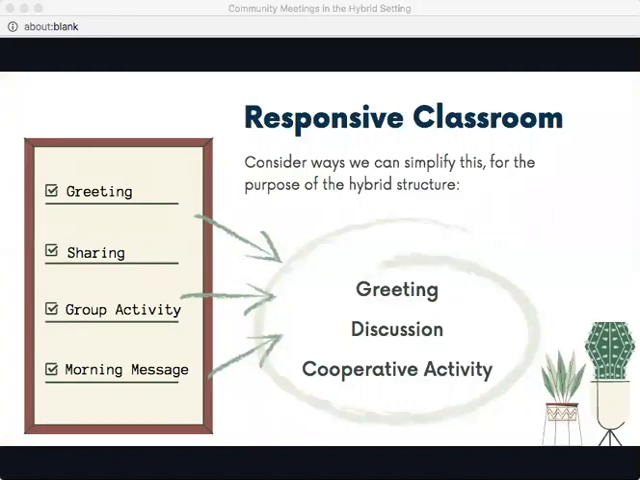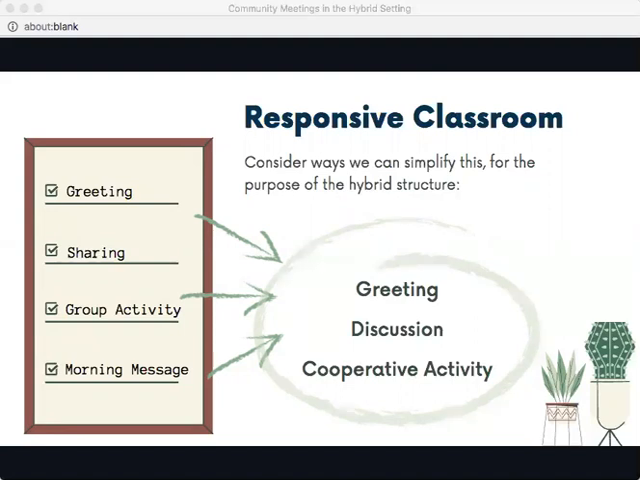So many of you are probably very familiar with the responsive classroom morning meeting model. This model has four purposeful components: greeting, a sharing, a group activity, and a morning message. So in their book called The Caring Teacher, Gianna Cassetta and Margaret Wilson describe a more condensed community meeting structure, which includes a greeting, a discussion, and a cooperative activity.